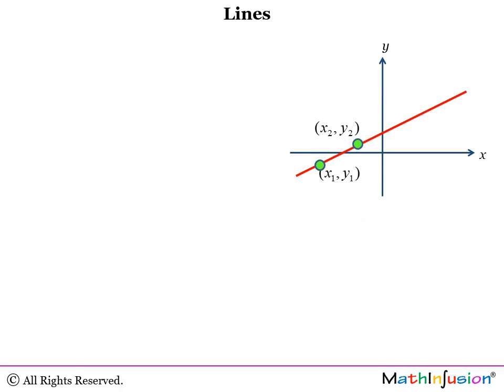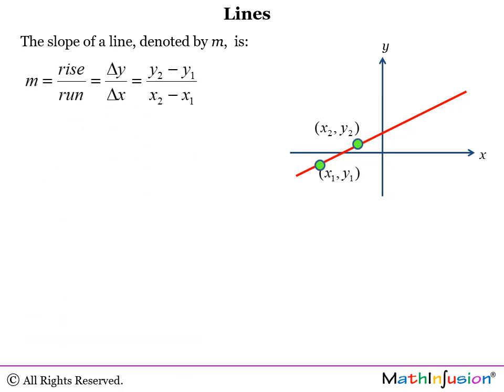Let's learn about lines. Here is a line. Let's pick 2 points on the line. The slope of a line, which is denoted by m, is rise over run, or the difference of the y's over the difference of the x's, because the difference of the y's is the rise, and the difference of the x's, which is horizontal, is the run. In this case, it is y1 minus y2 over x1 minus x2.